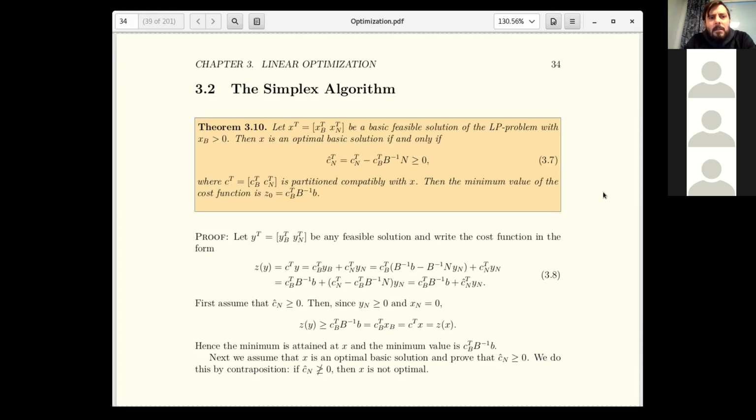Then it's a basic optimal solution if and only if c hat N transpose, which we define as follows: we take the null part of the cost vector and we remove from it something that is multiplied with the basic part. And now this is a little bit tricky to do.